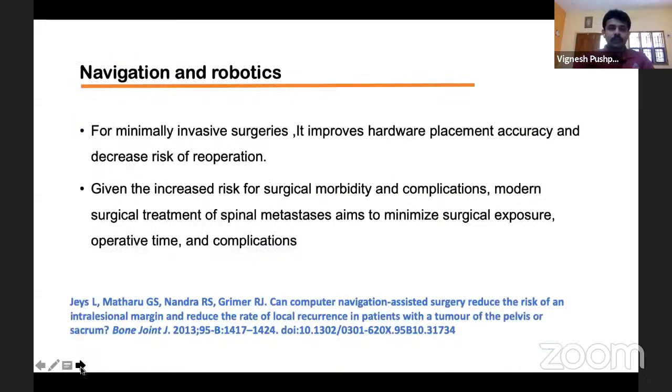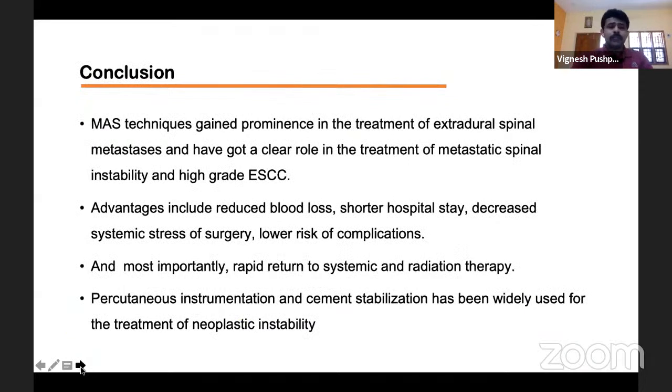Coming to navigation and robotics, for minimal access surgery, it improves hardware placement accuracy and decreases the risk of reoperation. Given the risk of surgical morbidity and complications, it minimizes the surgical exposure time, operative time, and the complications also. Thus, minimal access technique gained prominence in the treatment of extradural spine metastasis and has a clear role in the treatment of metastatic spine tumors, mainly in instability and high-grade epidural spinal canal compression.